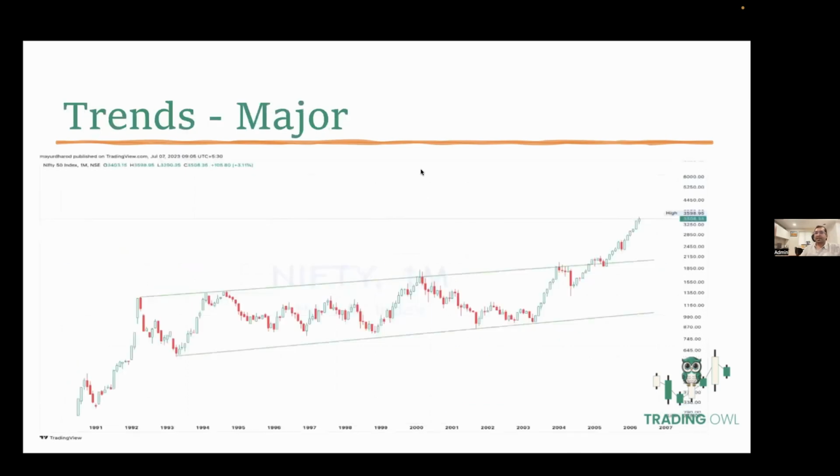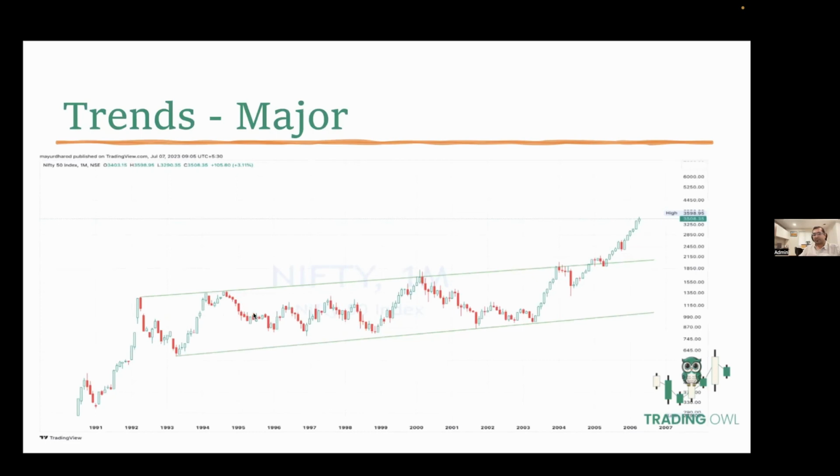Now, this is a major trend. This is the chart of Nifty from 1991 onwards till 2005. So it was in a channel. This is a major trend. In between, there were minor and medium-term trends which are down. Then there would probably be days or weeks which are again swinging up in between.